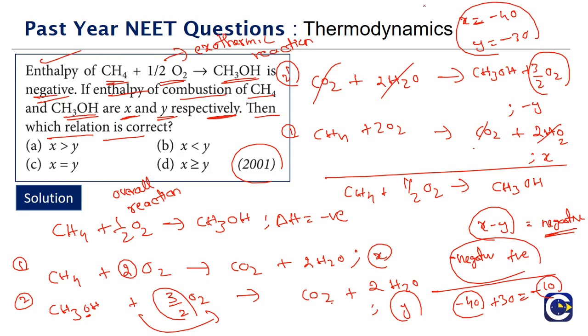So if you look at it, the enthalpy of combustion of methane, CH4, must be higher than the enthalpy of combustion of methanol, in terms of the numerical value. So here don't go by the sign. Whenever we talk about the enthalpy of combustion, we know that it is going to be negative. But if you look at the numerical value, the numerical value of the enthalpy of combustion of methane will be more than that of methanol. So the correct answer we can choose is X more than Y.